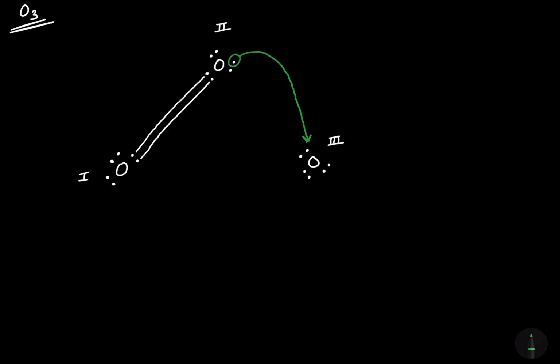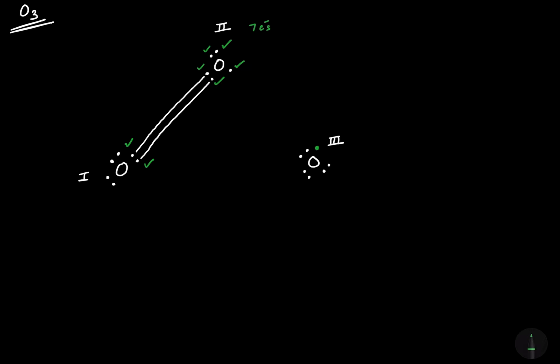Okay, now then what will happen? This electron has gone over here. Now after that, count the valence electrons of oxygen number 2 and 3. As I'm counting the electrons of oxygen number 2, that's number 1, 2, 3, 4, 5, 6 and the 7. Right now oxygen number 2 is having 7 electrons in its outermost shell.